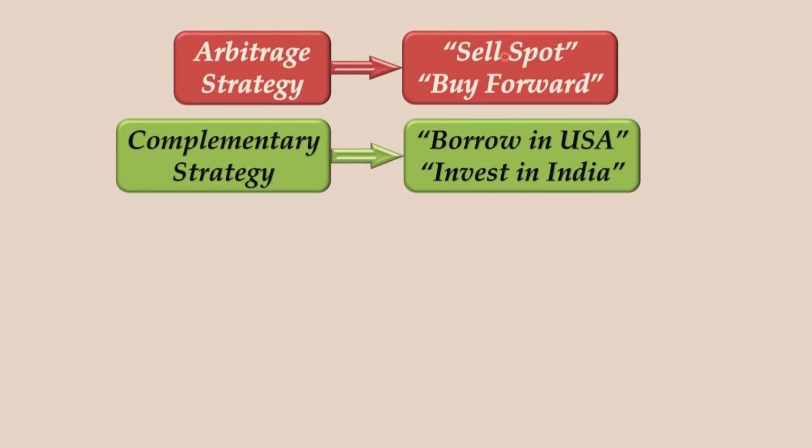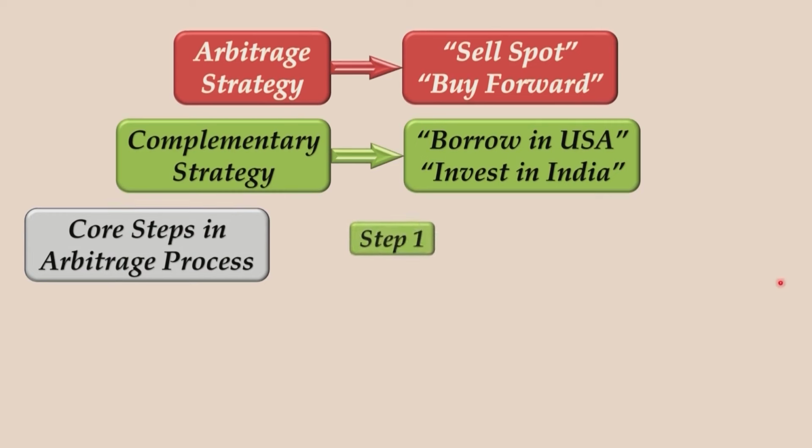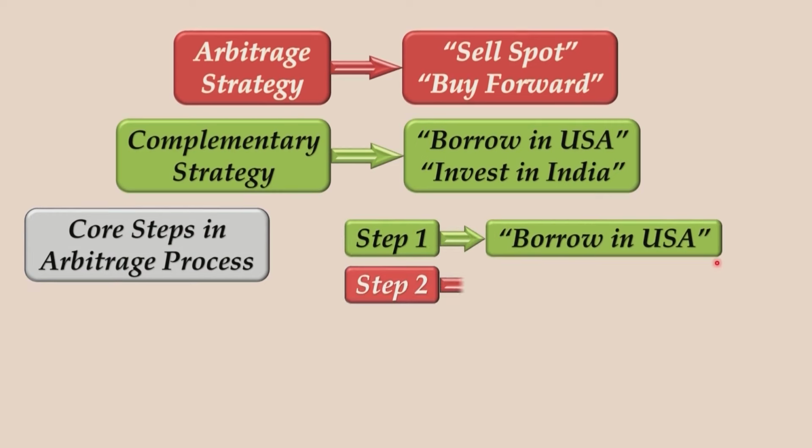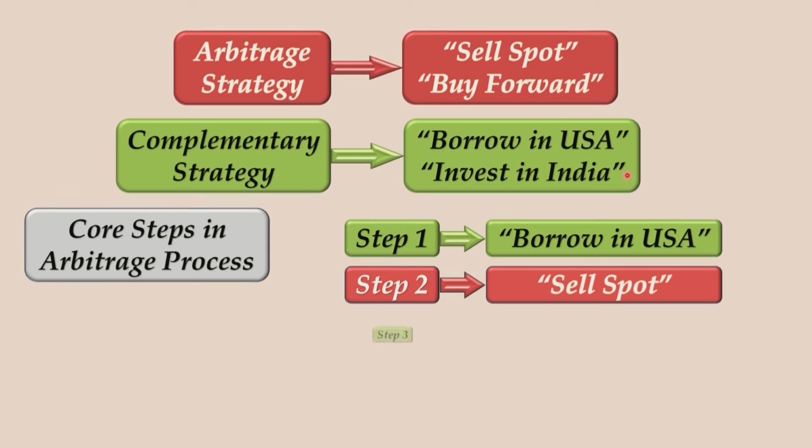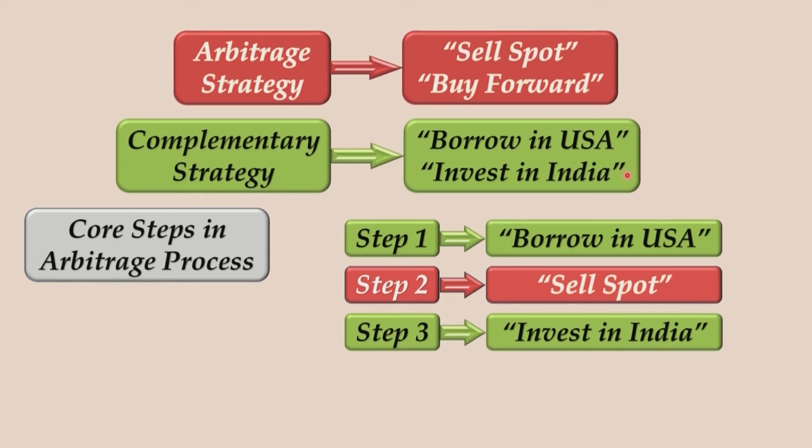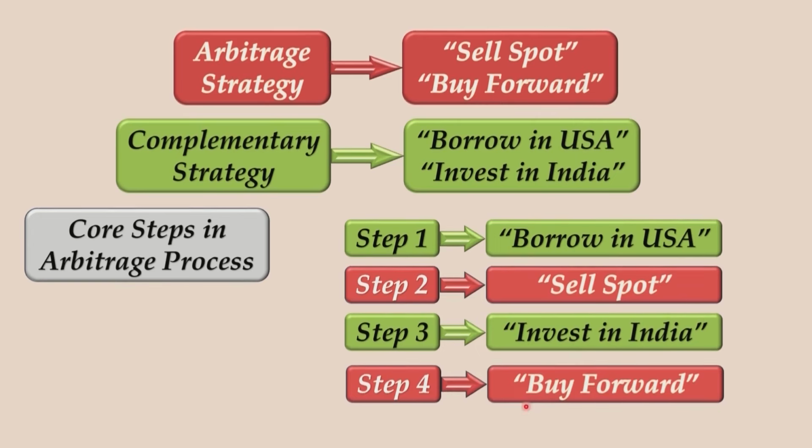For example, you are planning to sell spot US dollar. To sell spot US dollar, first you should have US dollar, and that will happen only when you borrow in USA. That means you raise borrowings in US dollars. Then only such borrowed dollars can be sold. Correct? So the core steps in your arbitrage process will be: first step, borrow in USA; second step, sell spot. Then once you sell spot, you will obtain rupees in exchange for dollars. So the obtained rupees will be invested in India. So step 3 will be invest in India. And finally, to apply your main arbitrage process, where you have planned to enter into a forward contract to buy US dollars, you have that as your fourth step, that is buy forward.